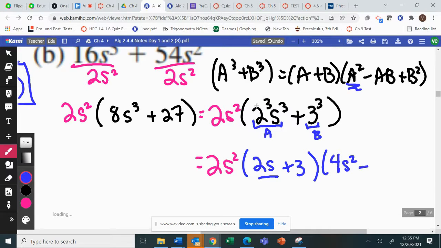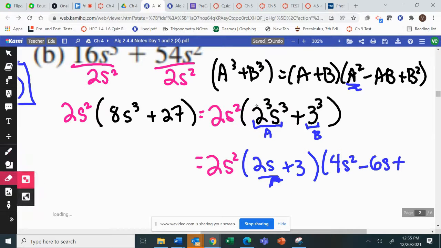In the middle, we do minus, and then we just multiply these two numbers together. So, Maddie, if I multiply these two numbers together, what do I get? 6s plus, and then our last spot is b squared. So here's our b. B squared is, Cabell, 9.